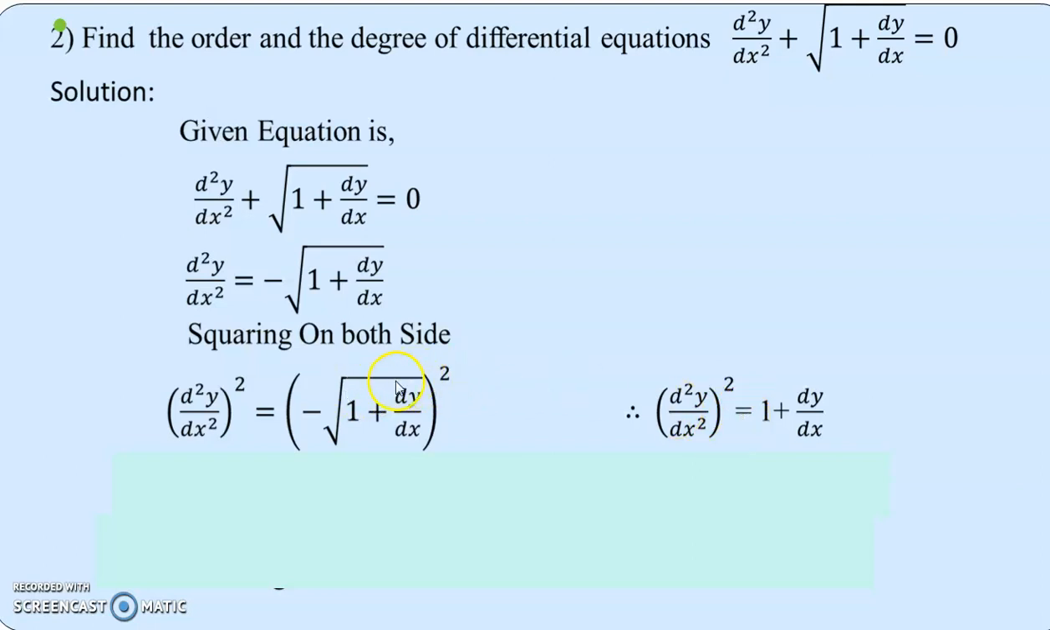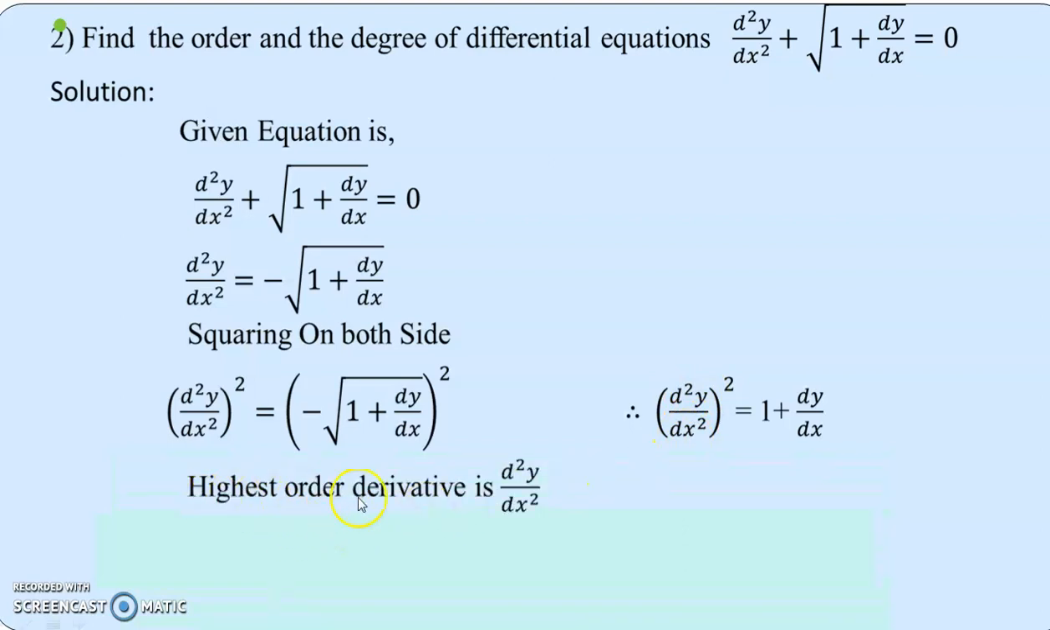On squaring, the square root gets cancelled, so we get here 1 plus dy by dx. Now in this differential equation, again there are two derivatives, dy by dx and d2y by dx square. One is the first order derivative and the other is the second order derivative. So the highest order is d2y by dx square. So the order of this differential equation is 2.